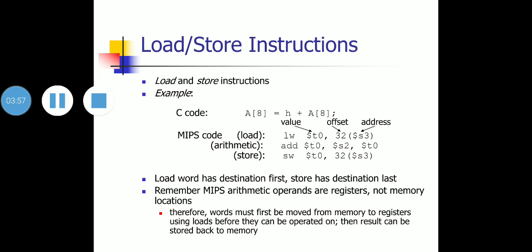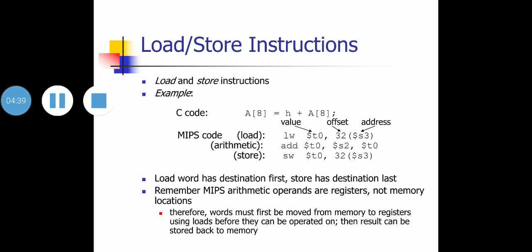The C code is A[12] = h + A[8]. The compiler converts this C code into MIPS code. First we need to load the word. Load word has the destination first, and store word has the destination last. So this expression says there is an array. We need to fetch the element 8 from the array, add it with the value h, and save it again in the same place, that is the 8th element of the array.